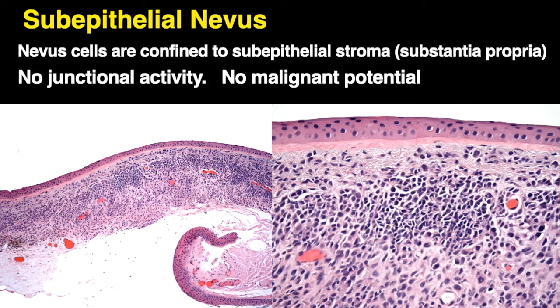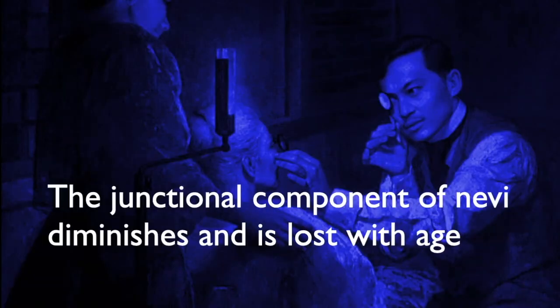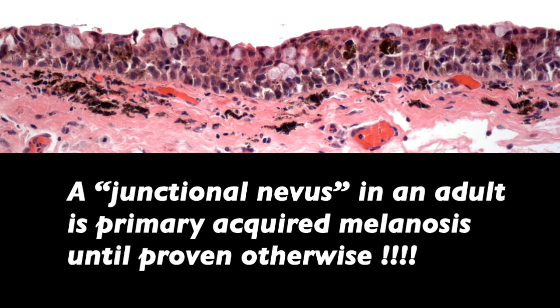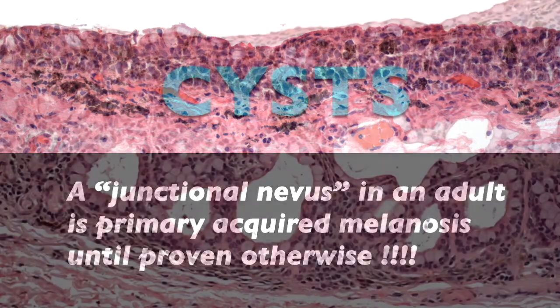Subepithelial nevi have no malignant potential, which resides in the junctional component. Subepithelial nevi are common in older patients because the junctional component diminishes with age and is lost. Nevi in adults typically have little or no residual junctional activity. Therefore, a purely junctional nevus or significant junctional activity in an adult is worrisome and should be considered to be primary acquired melanosis, an extremely important precursor for conjunctival melanoma, until proven otherwise.